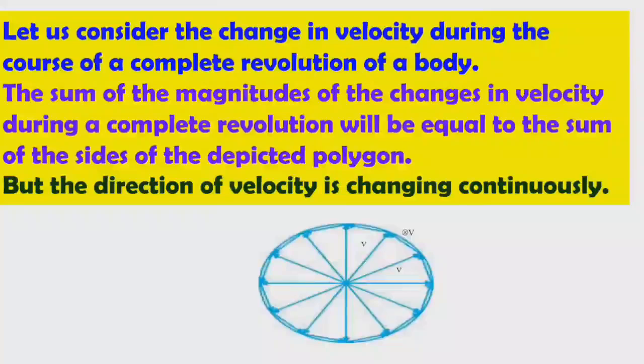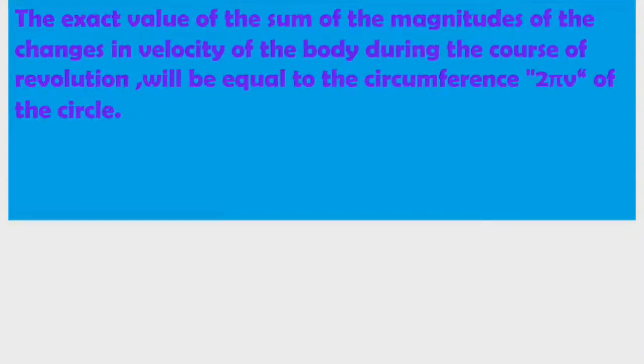Here the direction of velocity is changing continuously, but speed is constant. The exact value of the sum of the magnitudes of the changes in velocity of the body during one revolution will be equal to the circumference of the circle, that is 2 pi v.